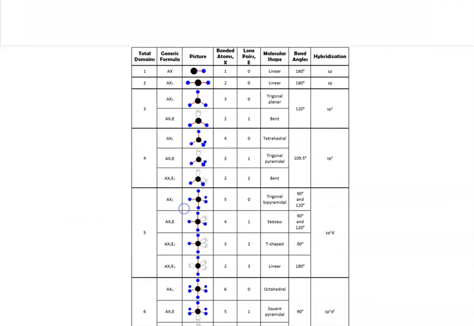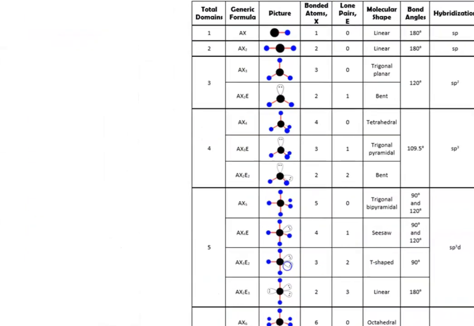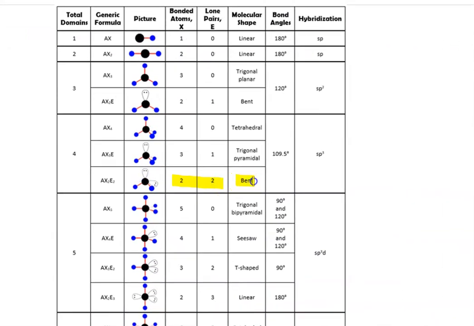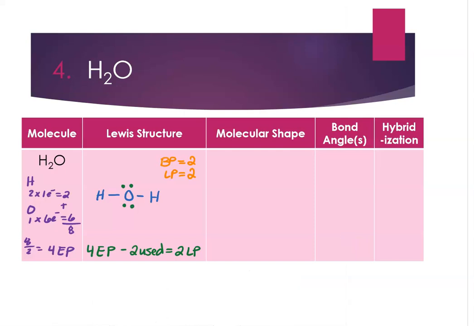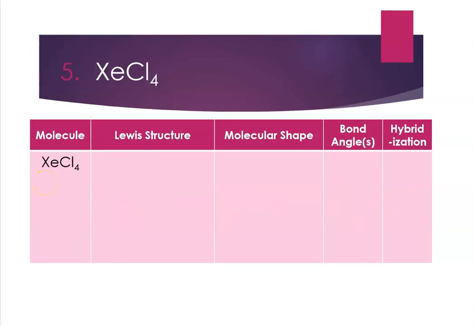So let's come down to our sheet and find our correct combination. 2 and 2 means it's bent, 109.5, sp3. So we come back up here, bent, 109.5 degrees, and sp3 hybridized. Okay? Next one, we have XeCl4.